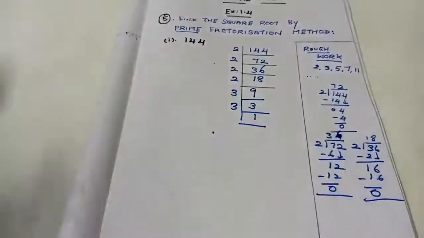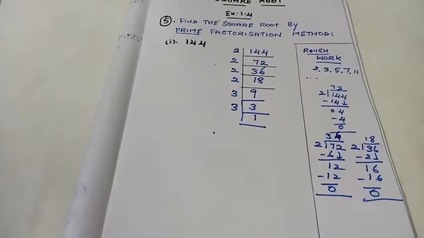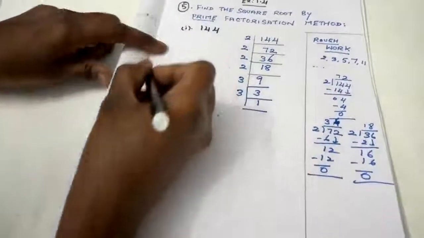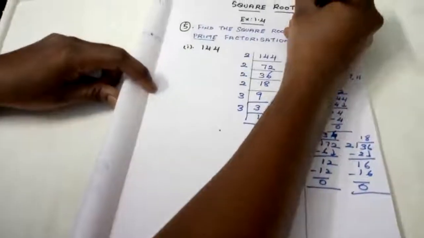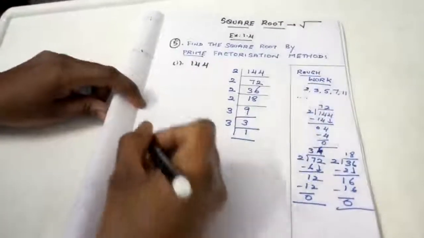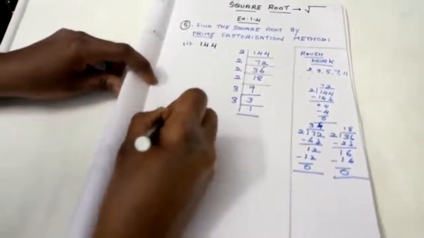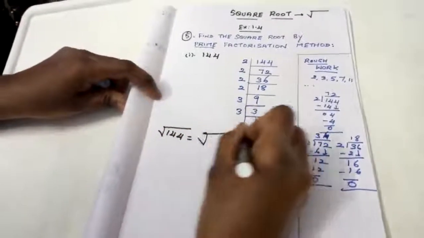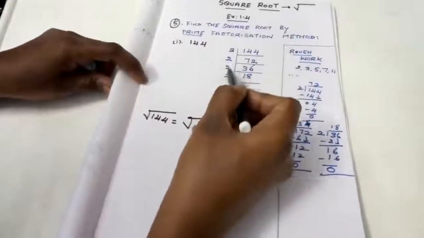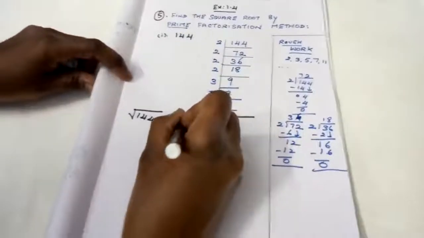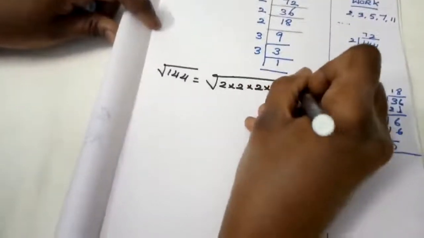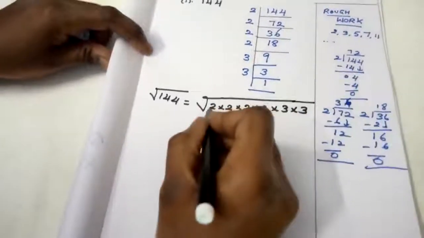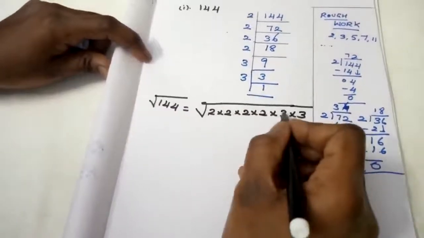Now, how to find the square root of 144? Just see students how I am going to do. Since they are asking for the square root, the symbol for square root is this one. I am going to find the square root of 144, and what is the number I am writing here? How many times is 2 repeated? 4 times. 3 is repeated 2 times. So, I am going to write all those numbers: 2 into 2 into 2 into 2 into 3 into 3.